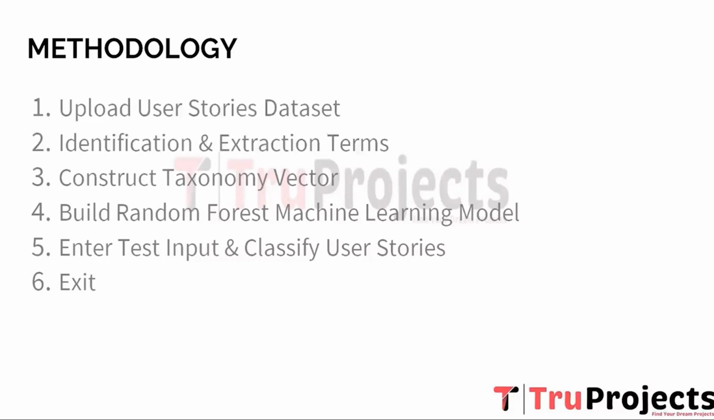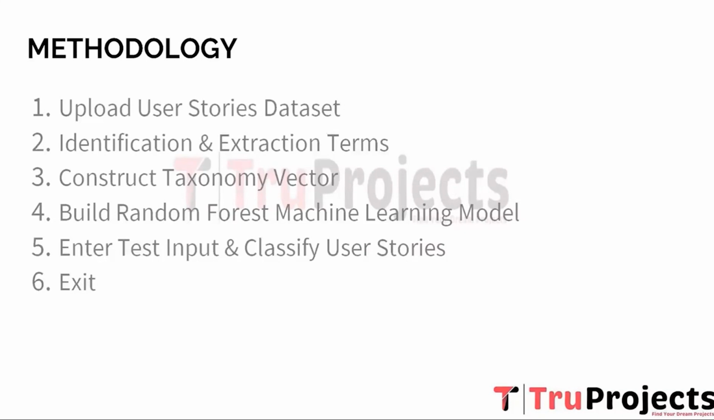Third, construct taxonomy vector. With the extracted terms, the system proceeds to construct a taxonomy vector for each user story. The taxonomy vector represents the user story's characteristics based on its functionalities, domain, complexity, or other relevant attributes. It serves as a structured representation that will be used to categorize and organize the user stories.